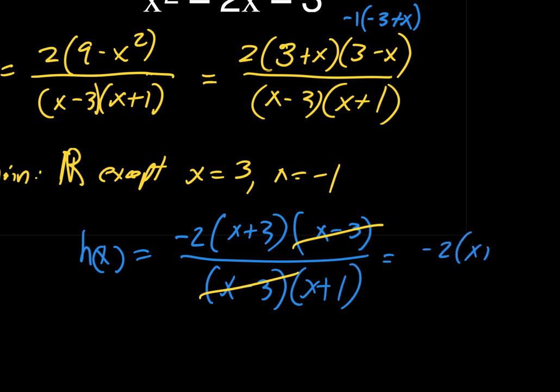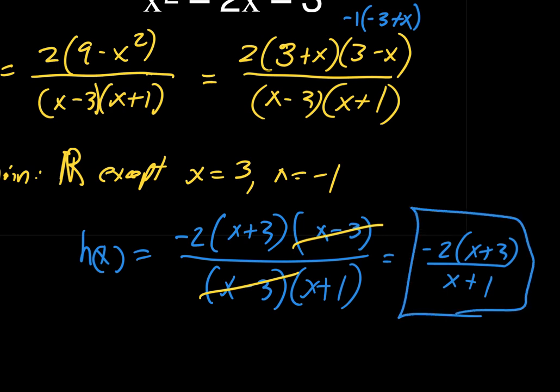-2x plus 3 over x plus 1. That would be my final simplified version of the original equation that was listed.